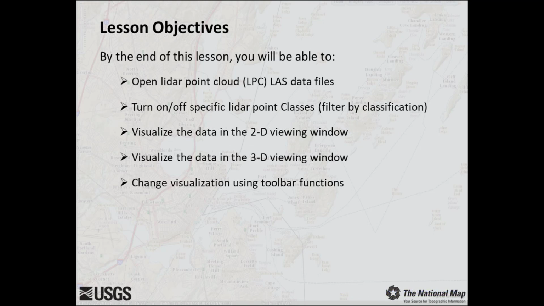By the end of this lesson, you will be able to open Lidar point cloud LAS data files in Global Mapper, turn on all or specific Lidar point classes, visualize the data in 2D and 3D, and change the visualization using toolbar functions. Note that in this tutorial we are using uncompressed LAS data, but the National Map also offers compressed LAS data, which is also compatible with Global Mapper.